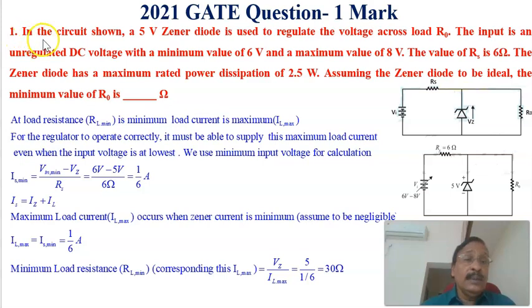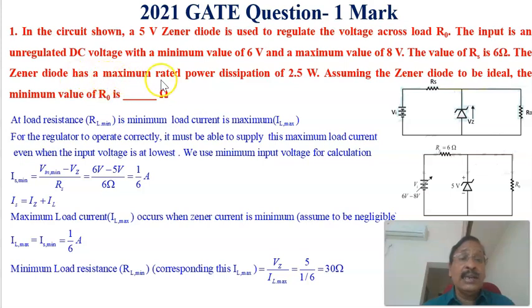First question. In the circuit shown, a 5 volt Zener diode is used to regulate the voltage across R0. This is a Zener voltage regulator, and this is the load resistance R0. The input is an unregulated DC voltage with minimum value of 6 volts and maximum value of 8 volts. The input side resistance RS is equal to 6 ohms.